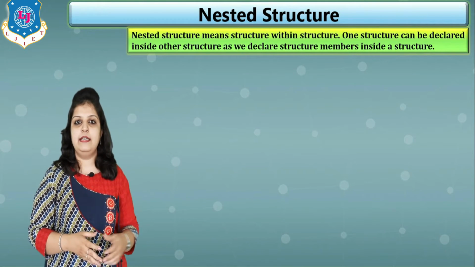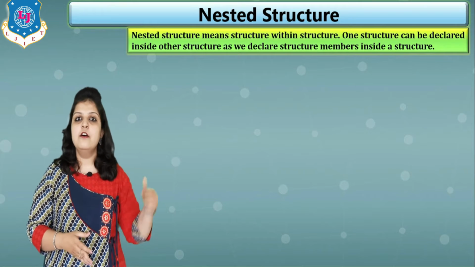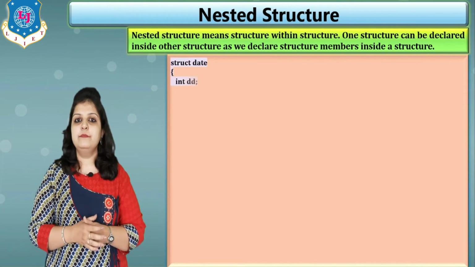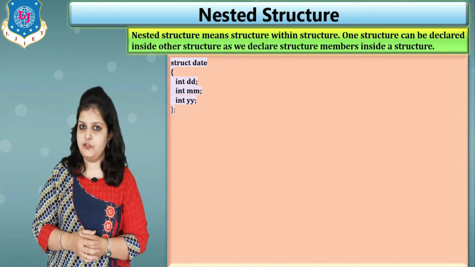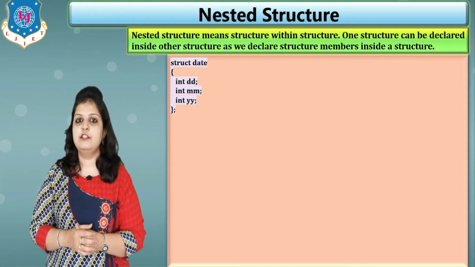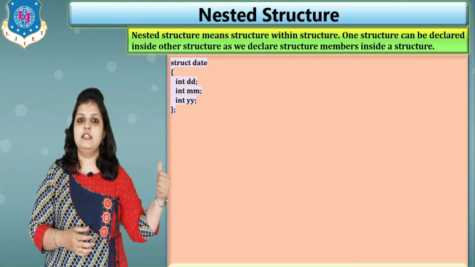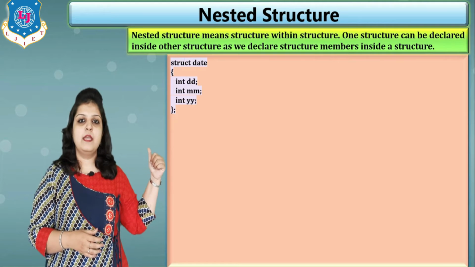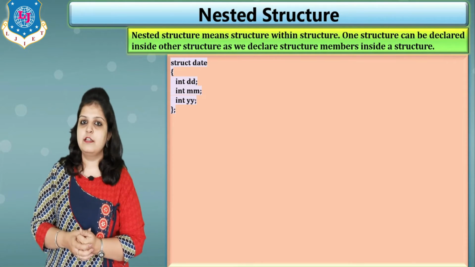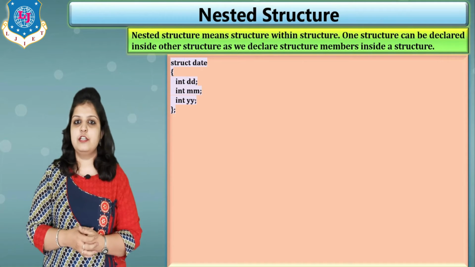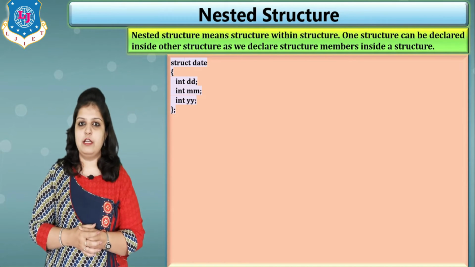So here I am writing one example. First I am writing one structure of date. So write the keyword struct, then date, and then our 3 members: integer dd means date, then integer mm means month (you can also use string for month), and integer yy for year, and a semicolon.